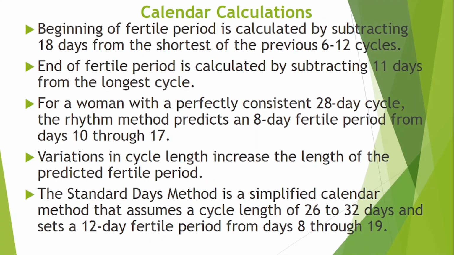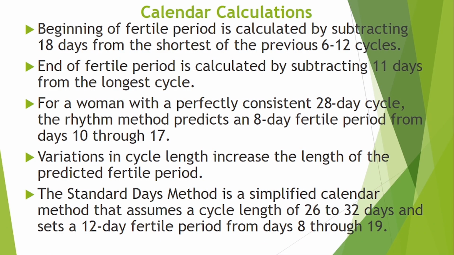Let's go into details about each of the specific methods. Using calendar calculations, the beginning of the fertile period is calculated by subtracting 18 days from the shortest of the previous 6 or 12 cycles. For women who have irregular menstrual cycles, this may not be very practicable. But if the menstrual cycle is regular, they can pick the shortest of the previous 6 to 12 cycles that they've experienced and subtract 18 days from that. That will give them the beginning of the fertile period.